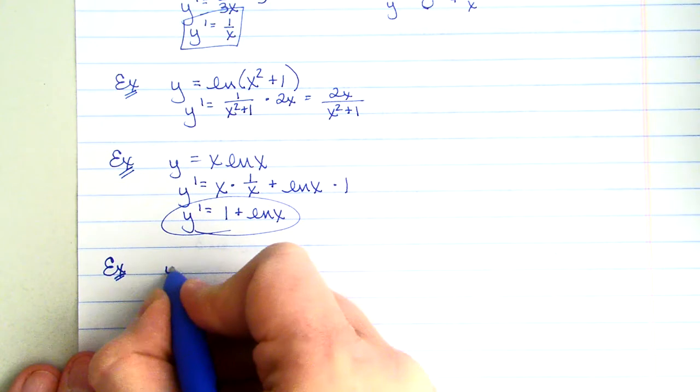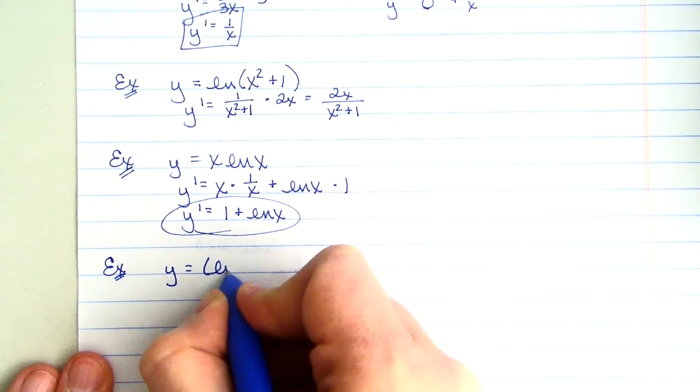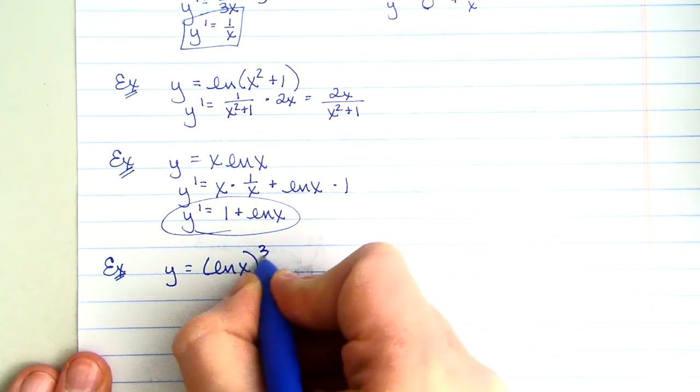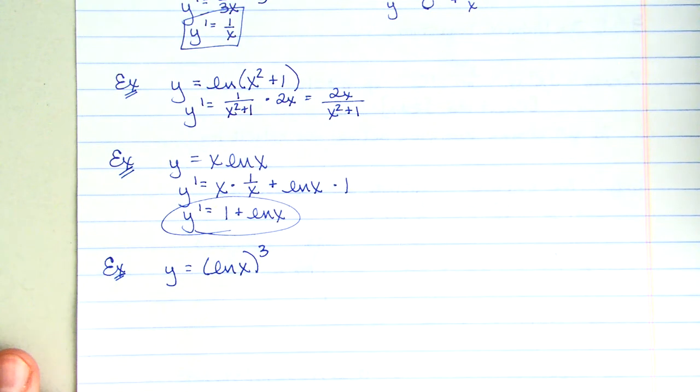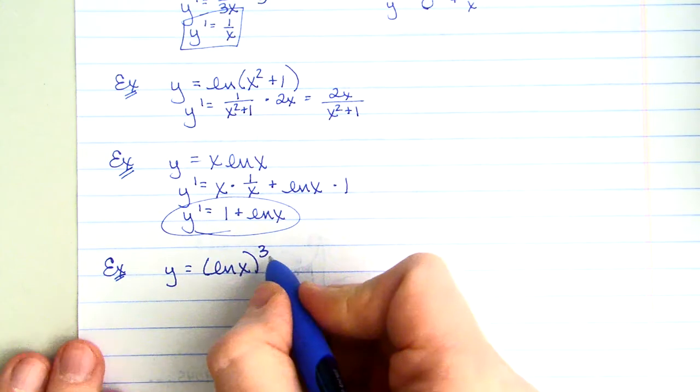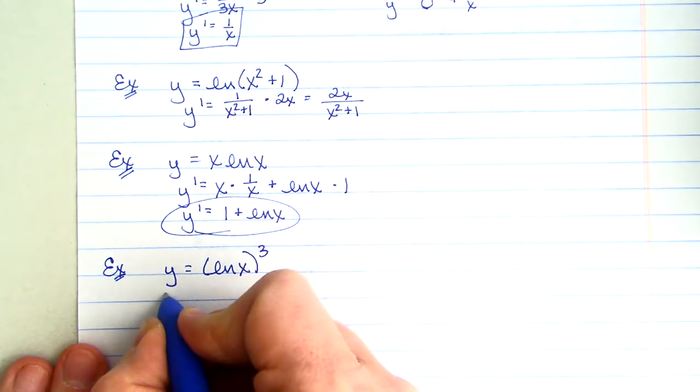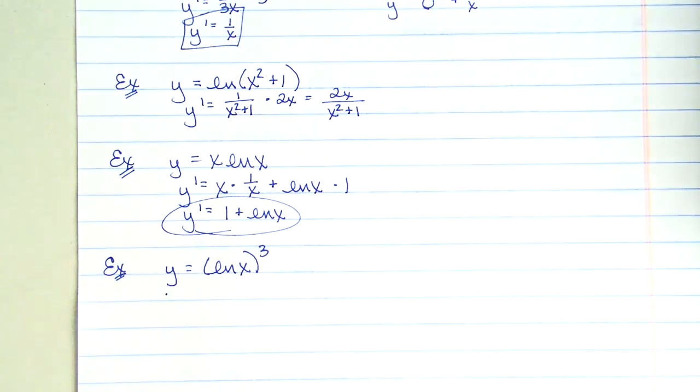Let's look at y equals the natural log of x cubed. I'm going to need to use the chain rule here, but what's my outside function, the cube or the natural log? I hope you said the cube. The cube is my outermost function. You're going to have to take care of the cube first and then deal with what's left. See if you can do this.